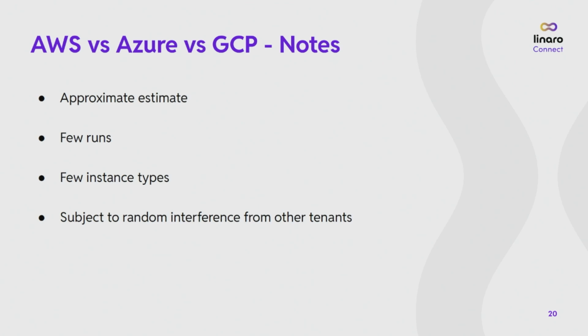A few notes on the previous chart. Please note that this is only an approximate estimate because it was based on only a few runs with only a few instance types, and all of them are subject to random interference from other tenants that could be running at the same time as the benchmark. So if these tests are run again, the results may be different because of these factors.